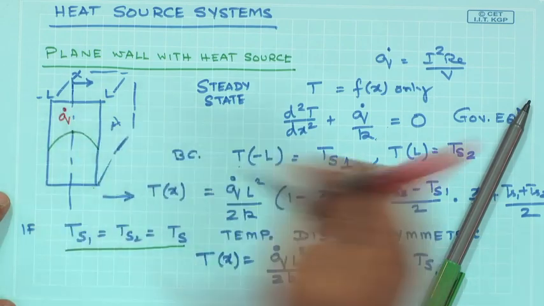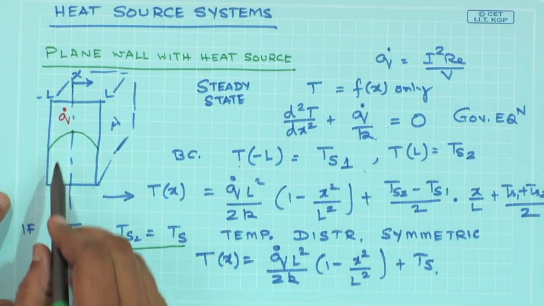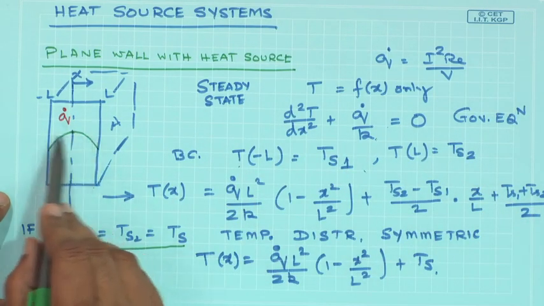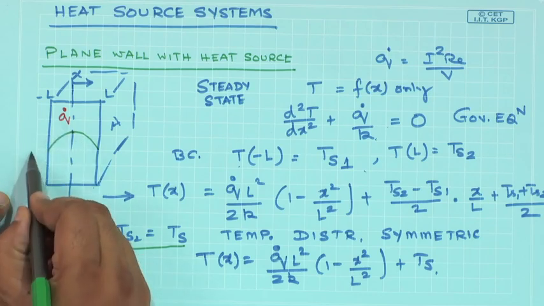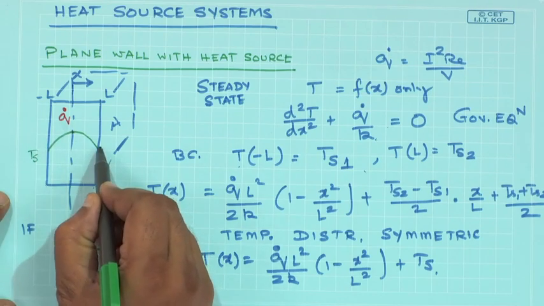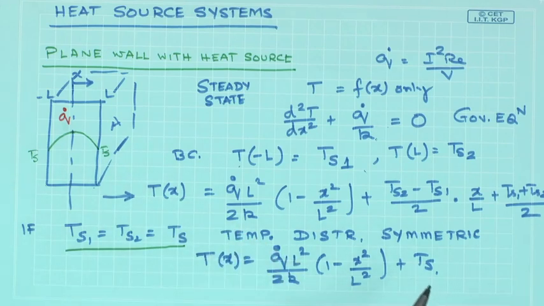So, you have a q dot, which is the heat generation per unit volume, and this is how the temperature profile would look like, where the two temperatures are Ts on both sides of the wall. So, this is absolutely clear that when the two temperatures are equal, you are going to get a parabolic distribution that is going to be symmetric at the x equals 0 plane.